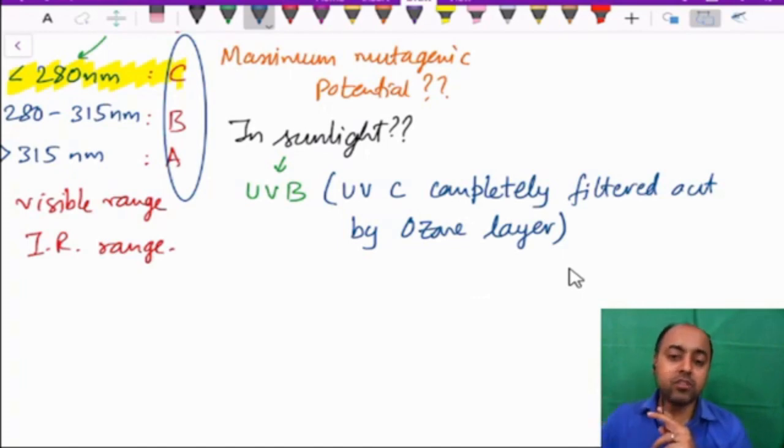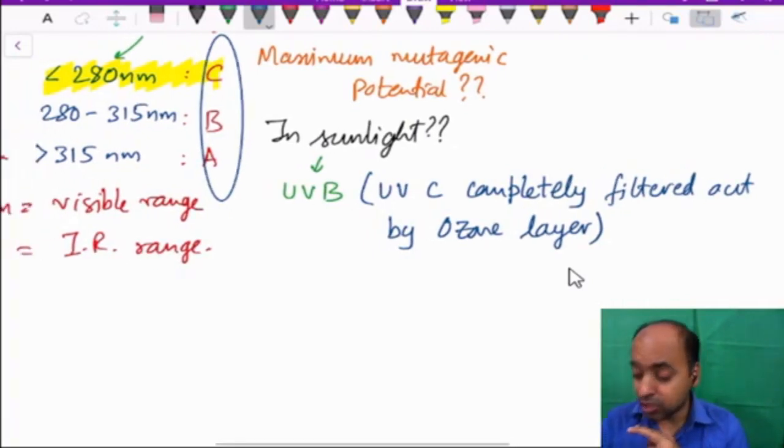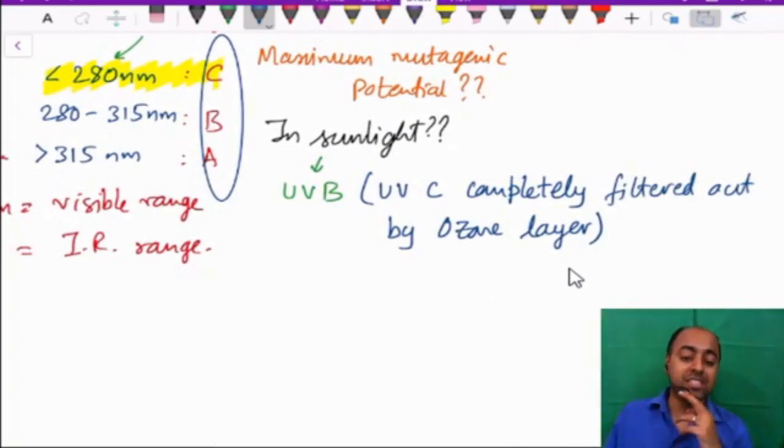But if you have an artificial source of ultraviolet radiation where the filtering by the ozone layer is not occurring, in that case remember the maximum mutagenic potential is for the UVC. It is not for the UVB. UVB is correct for the sunlight, but otherwise the better answer is UVC.